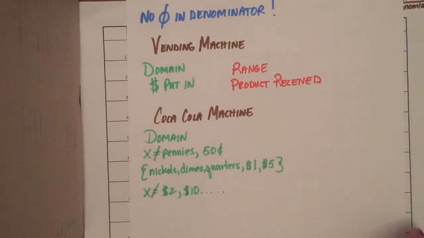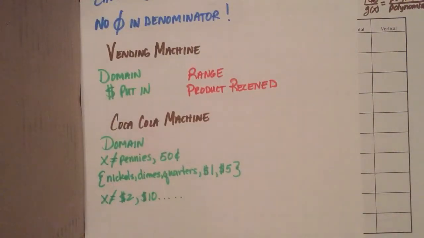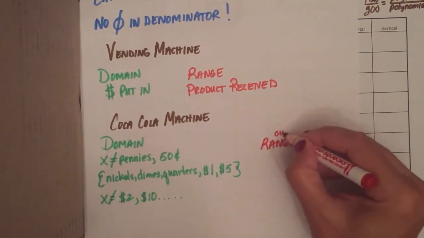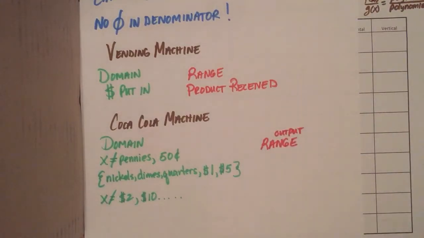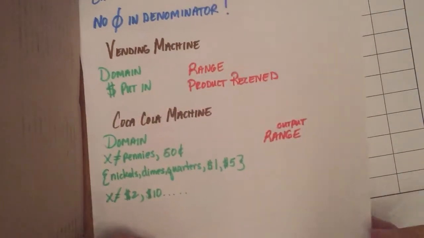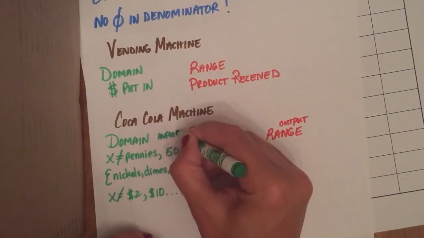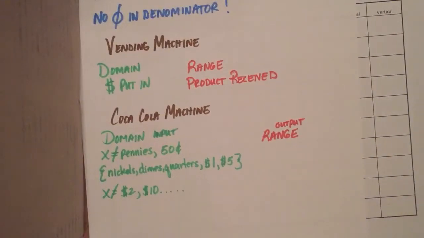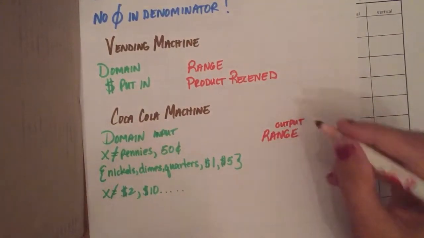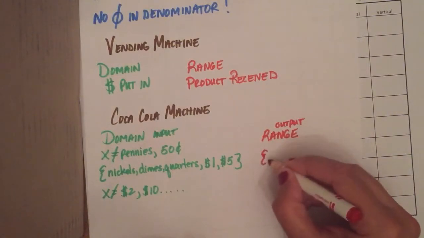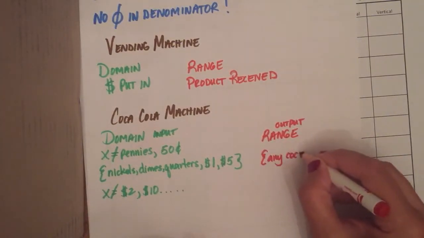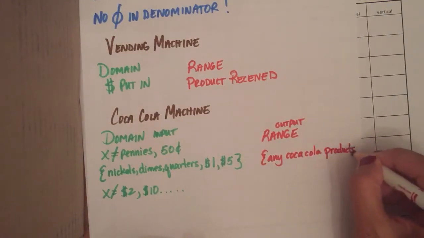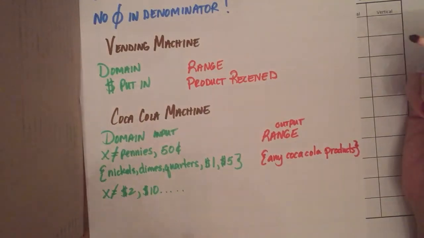So now let's look at the range. The domain is all this money. The range is going to be your output. And so we'll go back next to domain and we'll put input because that's your input. So you've got your input and you've got your output. So let's look at the output. The range, which is the output, is going to be for this one basically any Coca-Cola products that are in the machine.